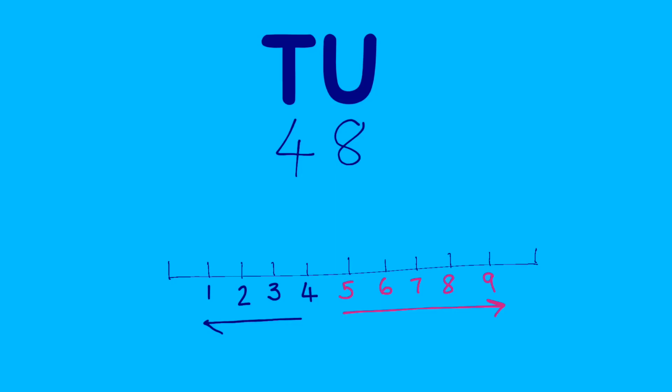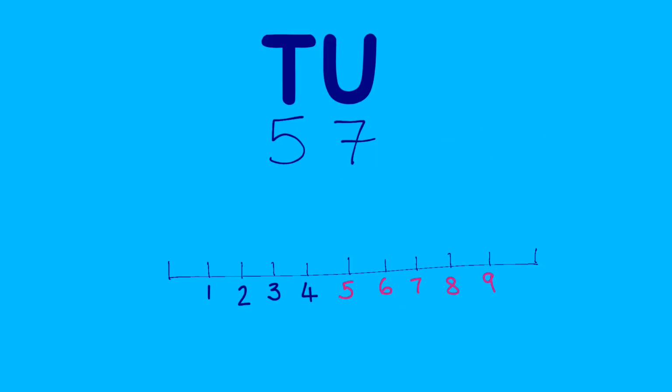Let's try another example. Let's look at the number 48. We want to round 48 to the nearest 10. So let's look at the next digit, which is the units, and it's 8 this time. Let's have a look at our number line. We can see that the number 8 means that we need to round up. The 10 we're on is 40, but we're going to round up to 50, because 48 is closer to 50 than it is to 40. So 48 rounded to the nearest 10 is 50.